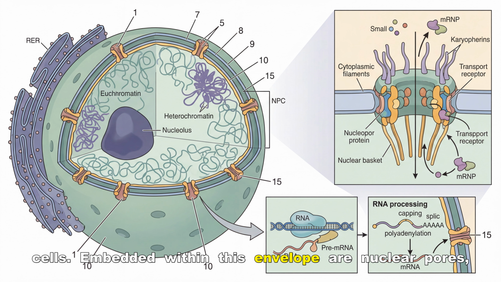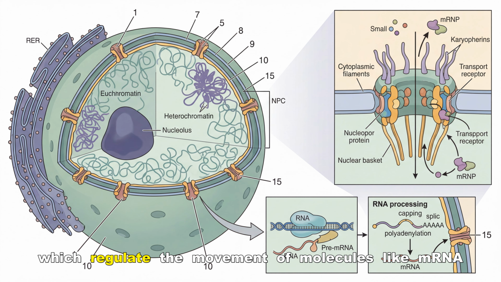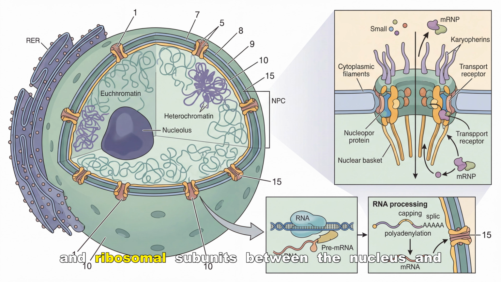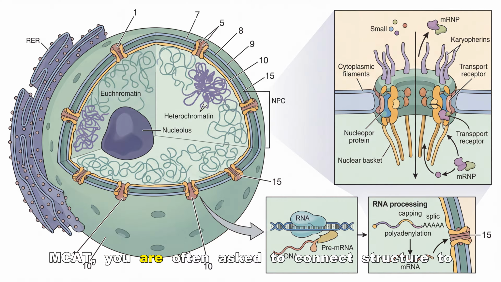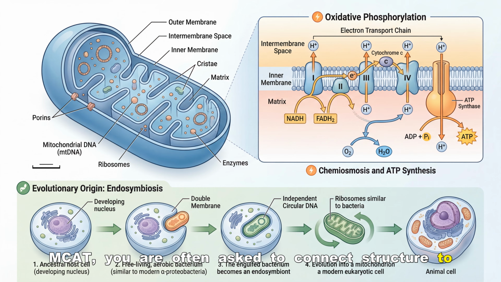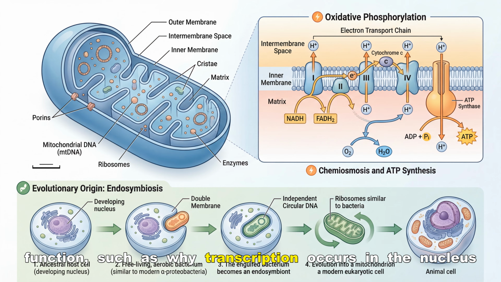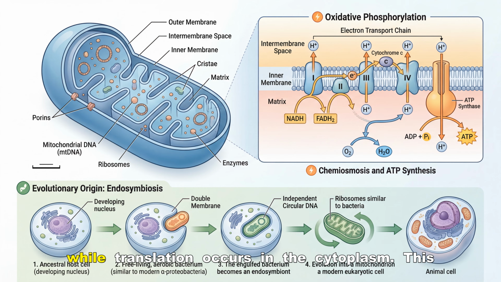Embedded within this envelope are nuclear pores, which regulate the movement of molecules like mRNA and ribosomal subunits between the nucleus and cytoplasm. Inside, the nucleolus is responsible for producing ribosomal RNA, making it essential for ribosome assembly. On the MCAT, you are often asked to connect structure to function, such as why transcription occurs in the nucleus while translation occurs in the cytoplasm.